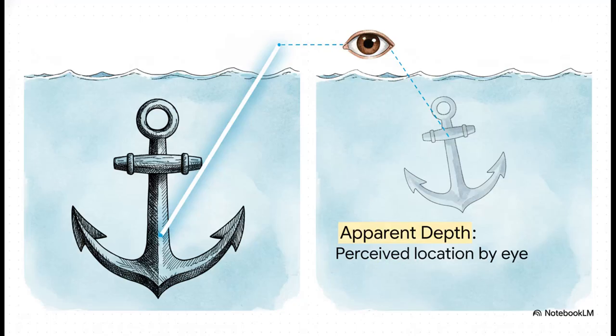The reason things look so bizarre in water comes down to the difference between real depth and apparent depth. Remember, as light leaves water and enters the air to reach our eyes, it hits a rarer medium, speeds up, and bends away from the normal. This creates a massive discrepancy between where an object physically is, its real depth, and where our eyes actually perceive it to be, its apparent depth.